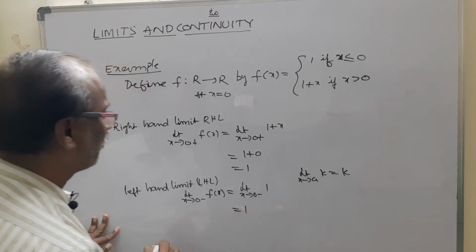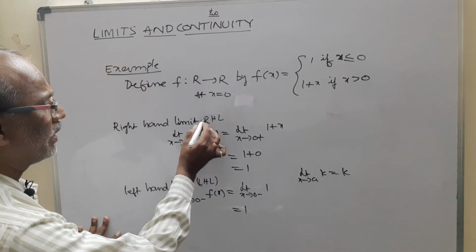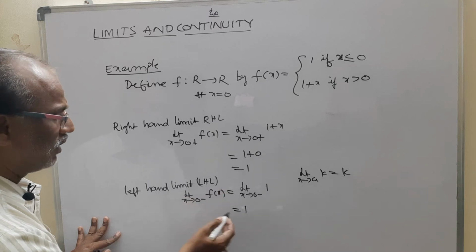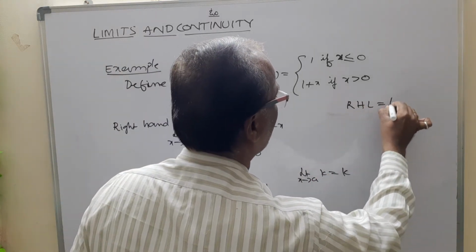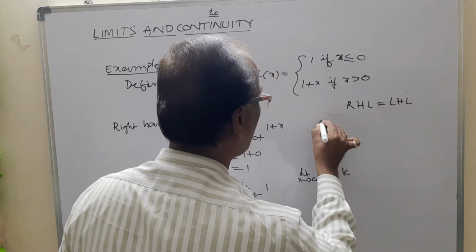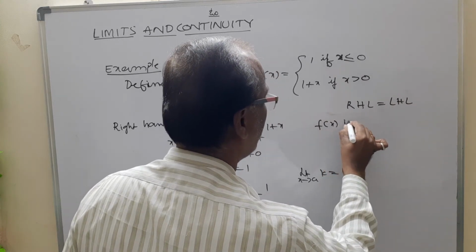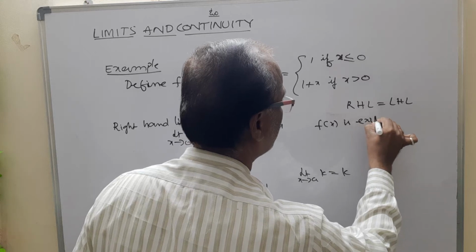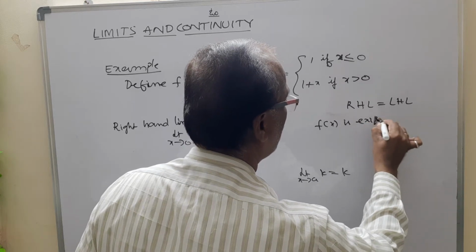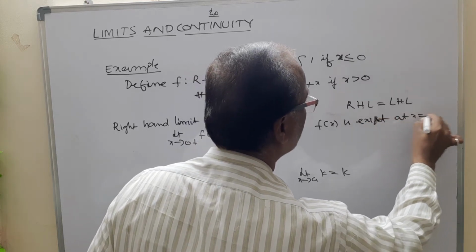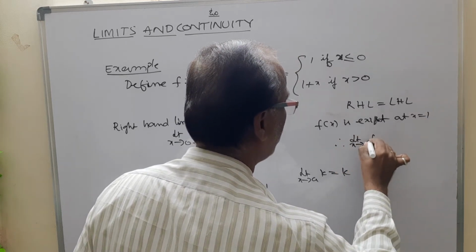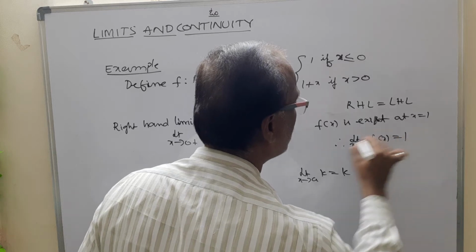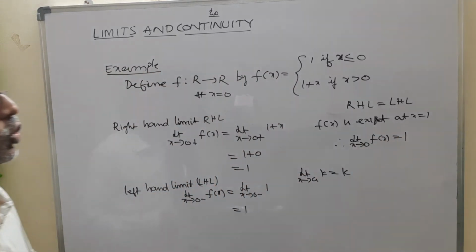The answer is 1. We observe that the RHL value is 1 and the LHL value is 1. RHL equals LHL, so the limit of f of x exists. Therefore, limit as x tends to 0 of f of x equals 1.